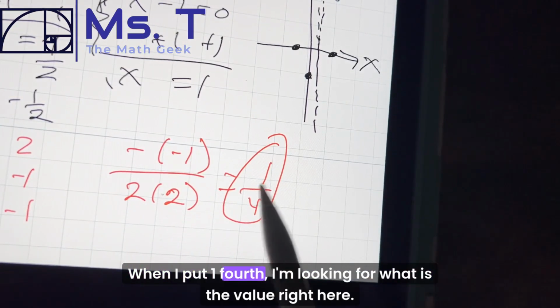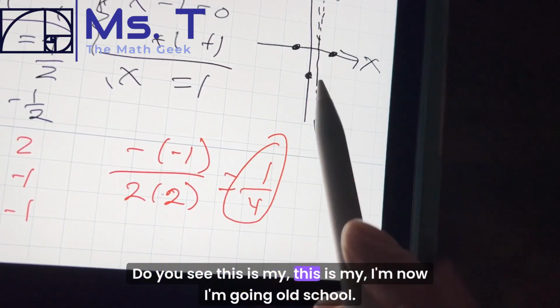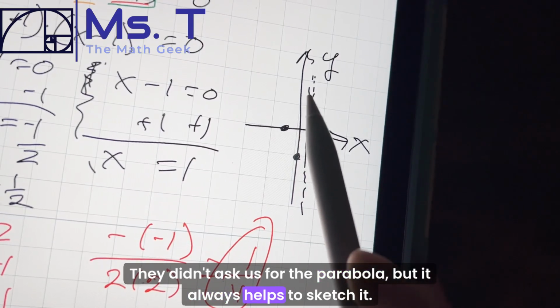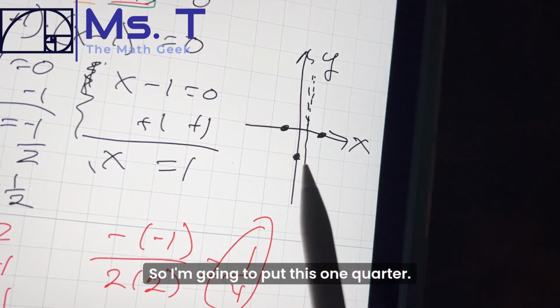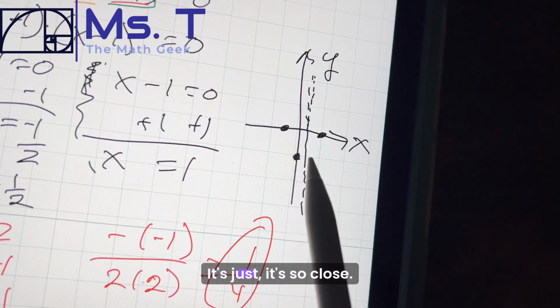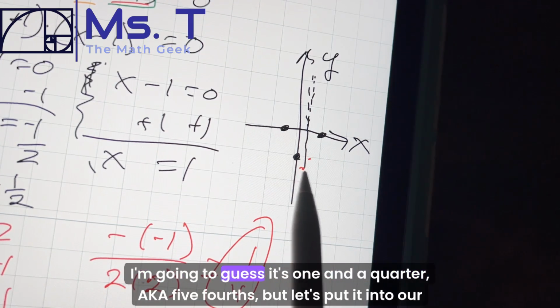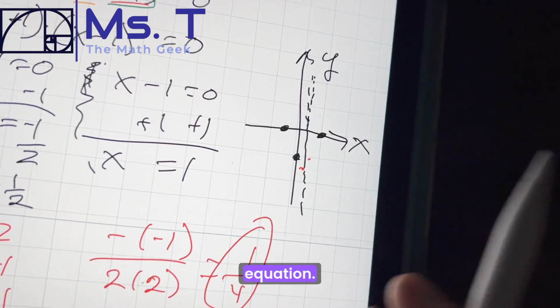When I put 1/4, I'm looking for what is the value right here. Do you see? I'm going old school. They didn't ask us for the parabola, but it always helps to sketch it. So I'm going to put this 1/4. Okay, the vertex is right down here. It's so close. I'm going to guess it's actually right there. I'm going to guess it's 1 1/4, aka 5/4, but let's put it into our equation.